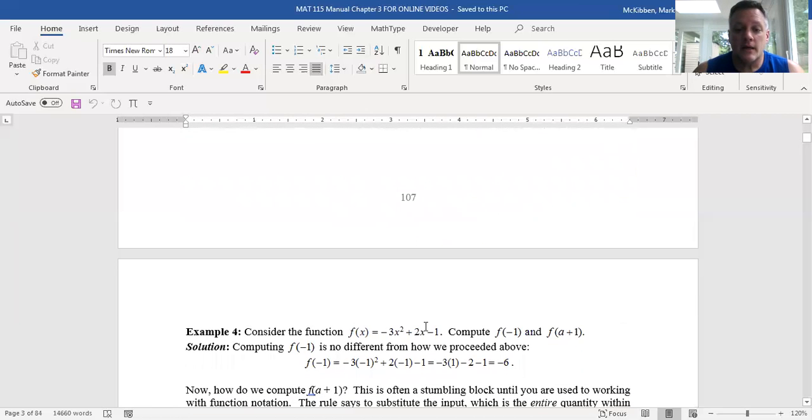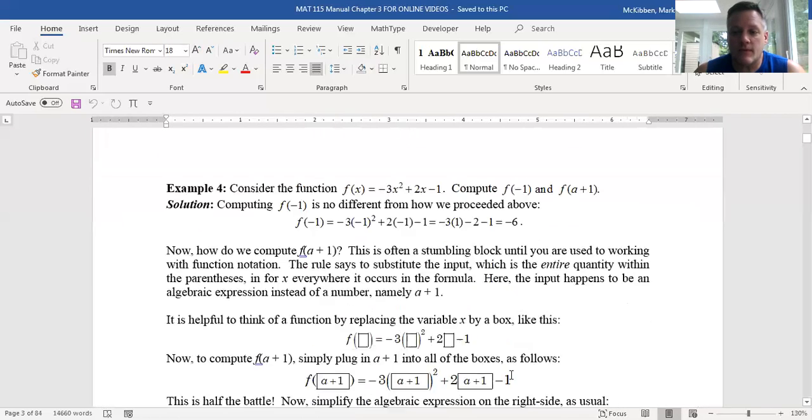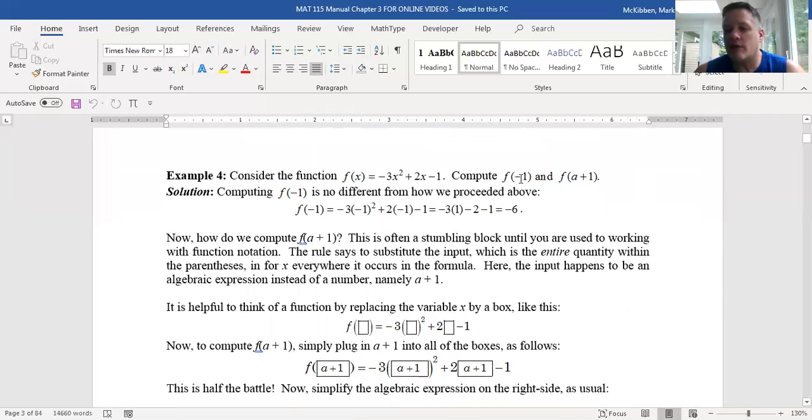All right. So here, let's look at a slightly more, it's not harder, it's just that people get confused by it. Let's put it that way. So let's look at this example. You have another quadratic function. And suppose we know how to compute f of negative 1. No worries with that. But f of a plus 1, right?